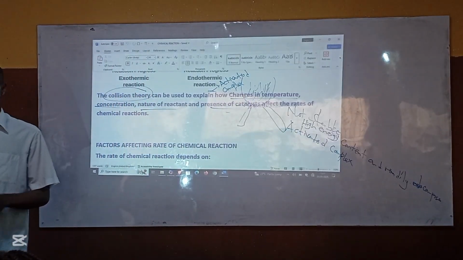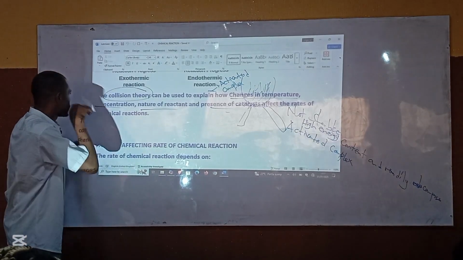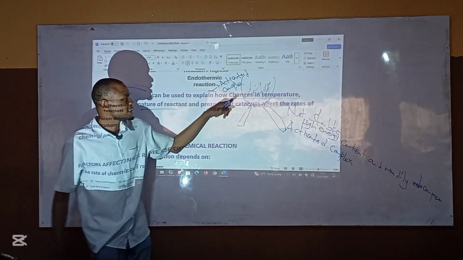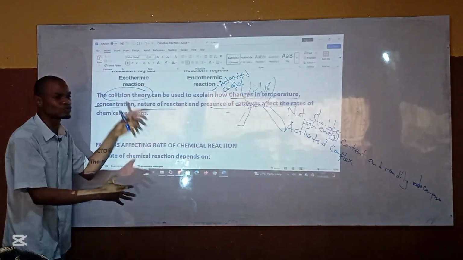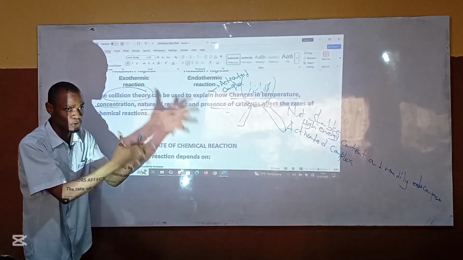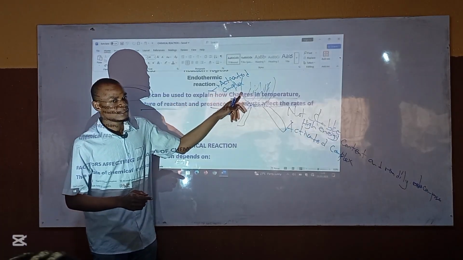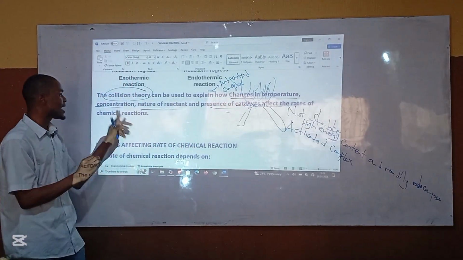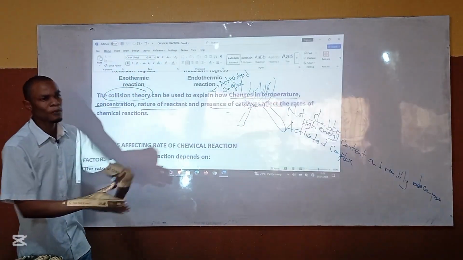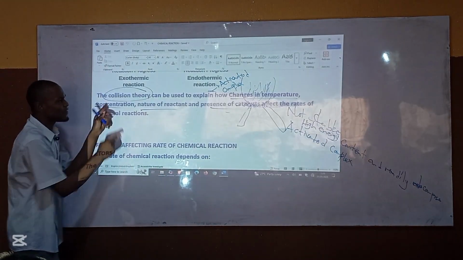We have 6 factors affecting the rate of chemical reaction. We have how many factors? 6. Now, you can use collision theory to explain how a change in temperature affects it. Collision theory is when particles are colliding to become products. We can use collision theory to explain how temperature is affecting the rate of chemical reaction. When you say affect, it can be positive or negative in chemistry.